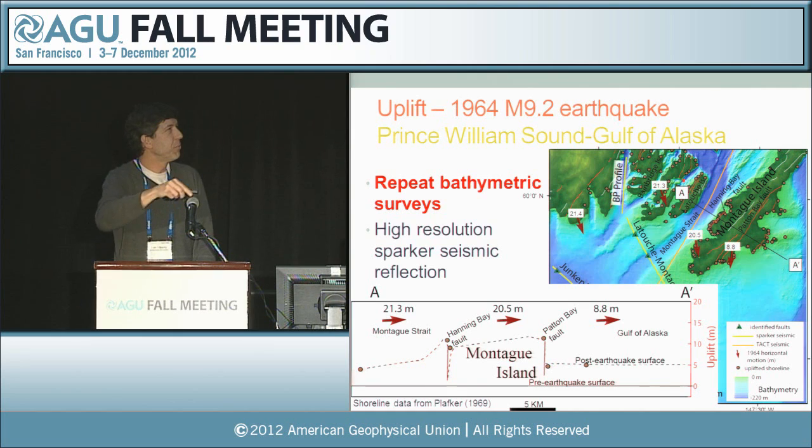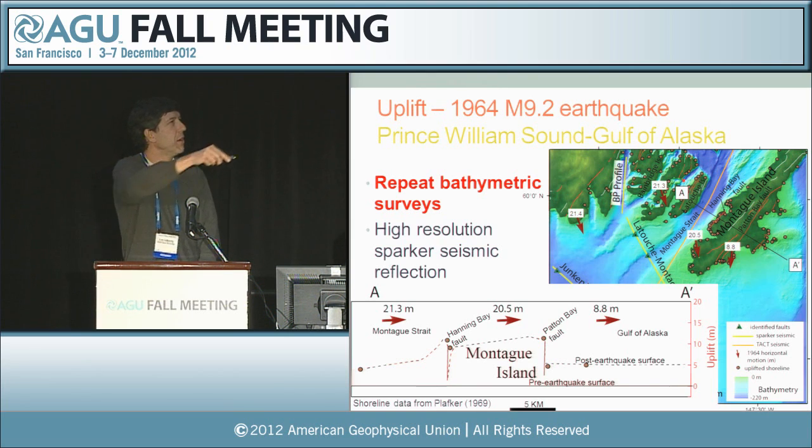Horizontal displacements I also plotted on here. You can see these arrows here. The maximum horizontal displacement that was recorded from the 1964 earthquake was located here, just west of this Bainbridge Passage, which is the location of one of our seismic profiles.